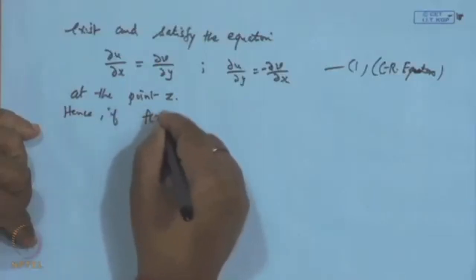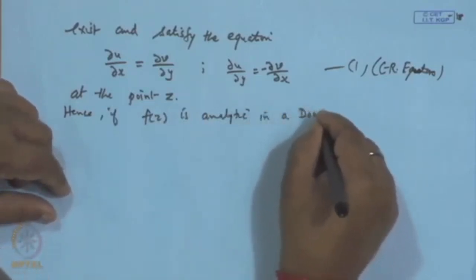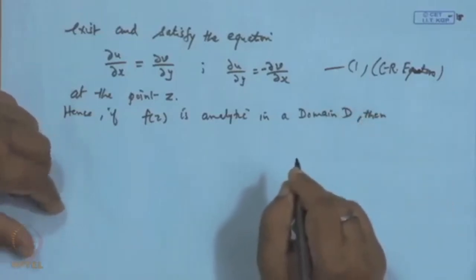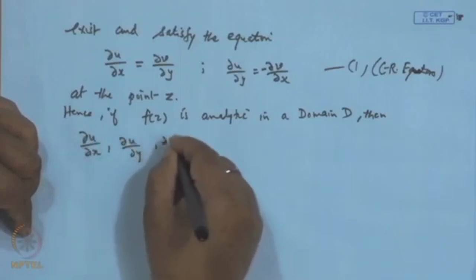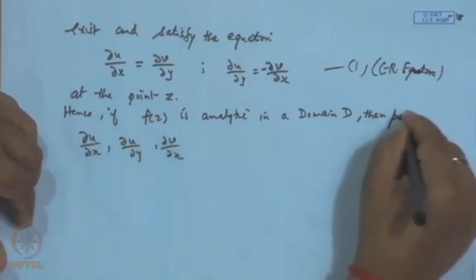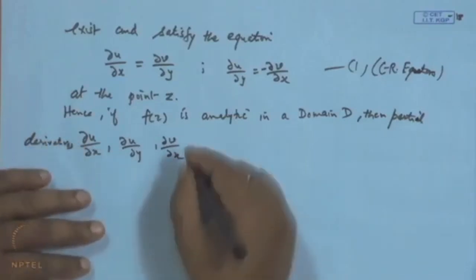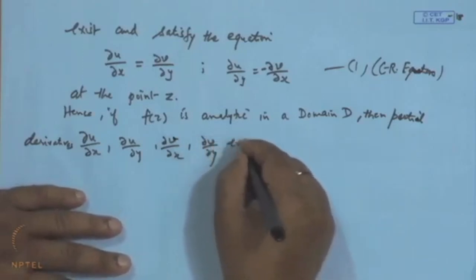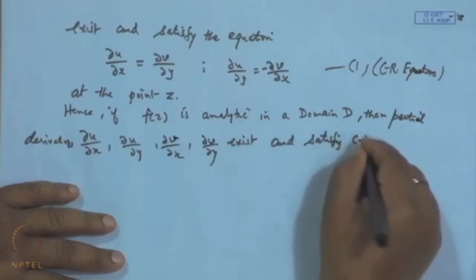So, hence, if f(z) is analytic in a domain D, then the partial derivatives del u over del x, del u over del y, del v over del x, del v over del y exist and satisfy the Cauchy-Riemann equations.